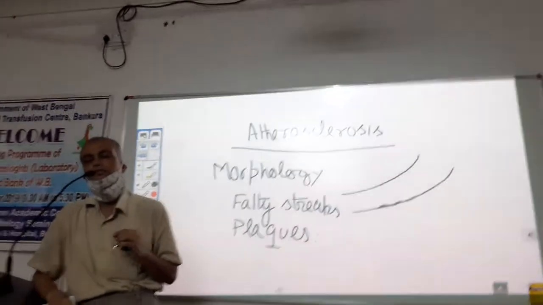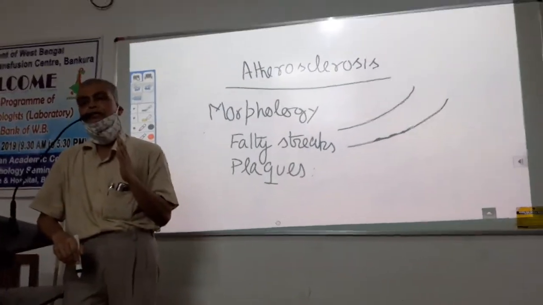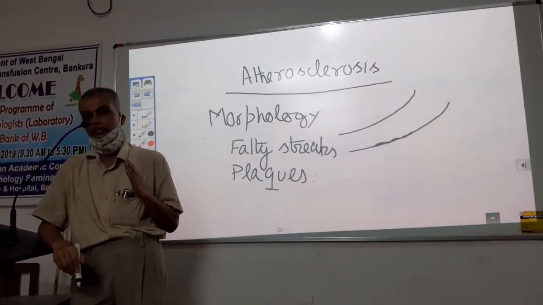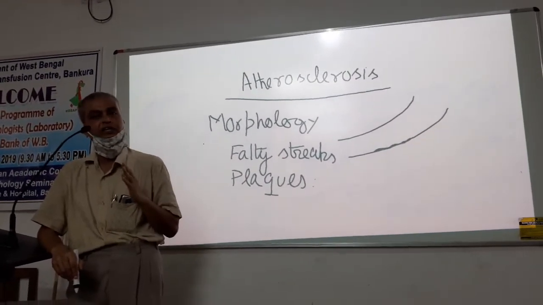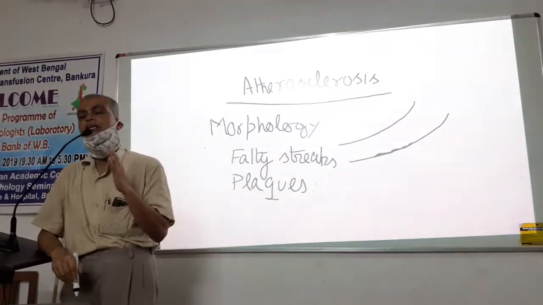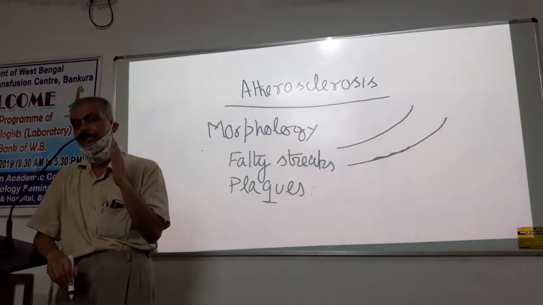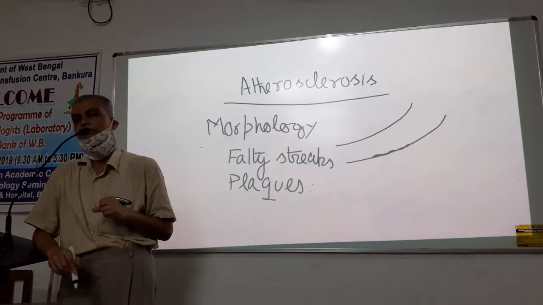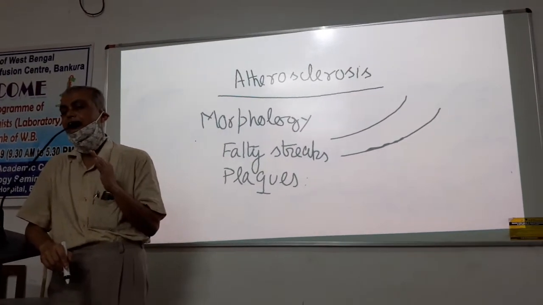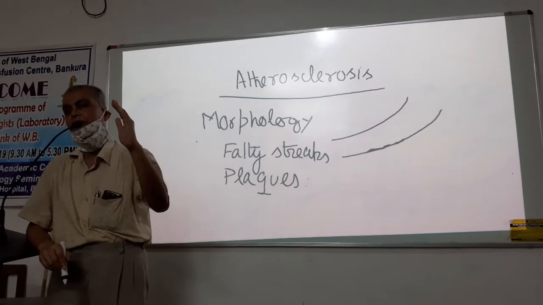The plaques usually appear in the older age group, usually over the age of 30 or 40 years, usually occurring at areas where there is turbulent flow, like branching of the blood vessels, and they give rise to elevation of the intima.